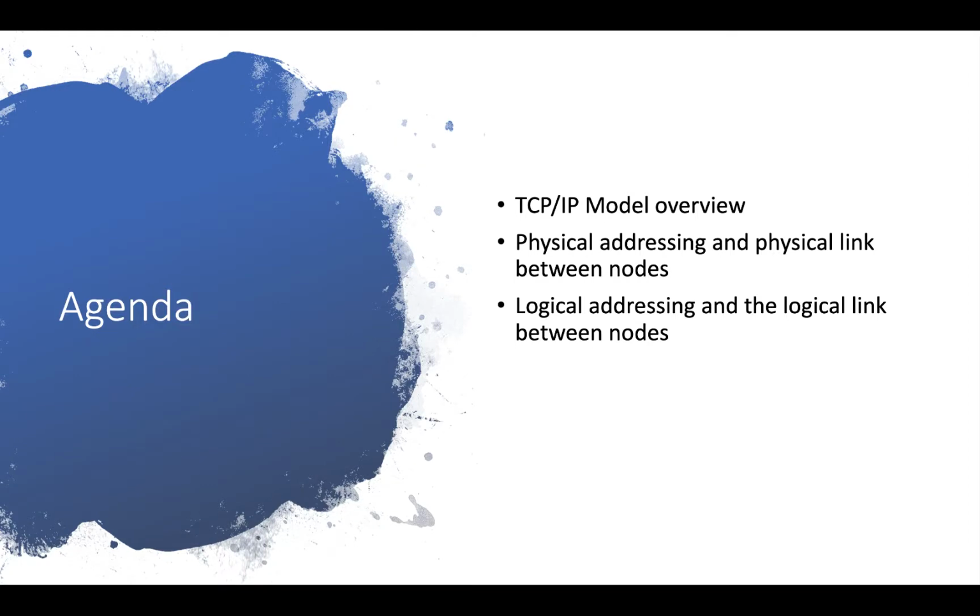In this session, we'll provide an overview of the TCP/IP model. We'll discuss physical addressing and the physical link between nodes, as well as logical addressing and the logical link between nodes. Prior to watching this session, you should have already reviewed what is a network, as well as the OSI model. Please see the links in the descriptions below.